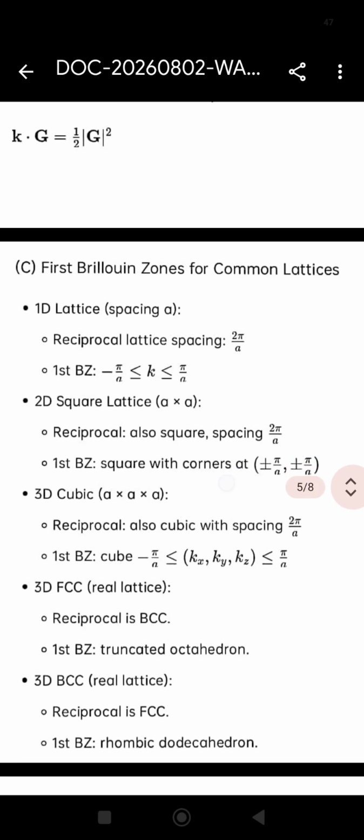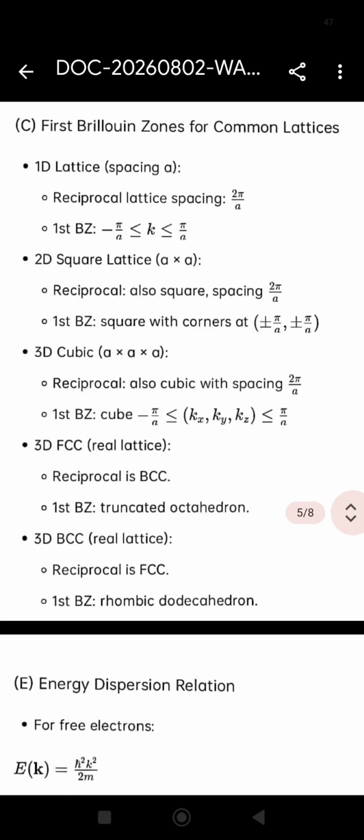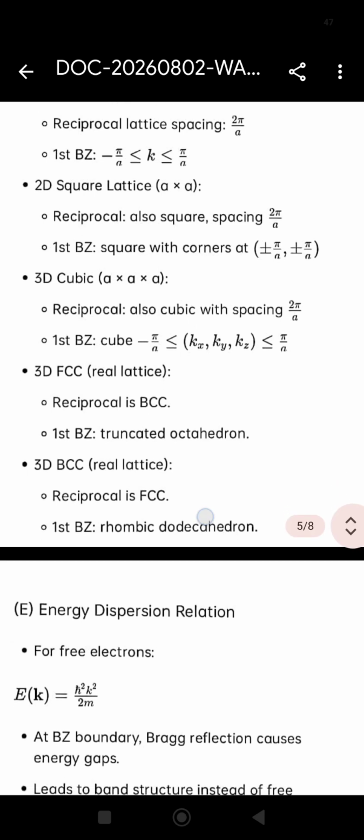First Brillouin zones for common lattices. For a one dimensional lattice, the reciprocal lattice spacing is 2 pi by a. The first Brillouin zone is minus pi by a less than or equal to k less than or equal to pi by a. For a 2D square lattice a cross a, the reciprocal is also square with spacing 2 pi by a. The first Brillouin zone is a square with corners at plus minus pi by a and plus minus pi by a.